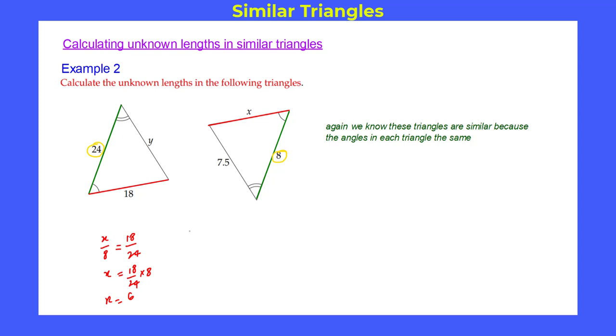Now to find y: y divided by 24 is equal to, well, the corresponding side to the y is the one without a colour, so that's 7.5, divided by 8. Multiplying both sides by 24, we can just do that on a calculator, or we can work it out in our head if we need to. We get 22.5.